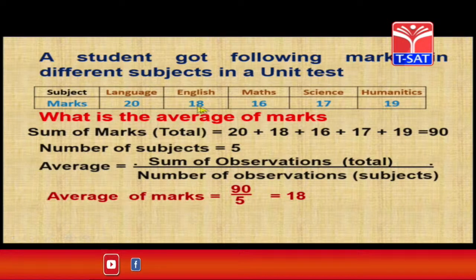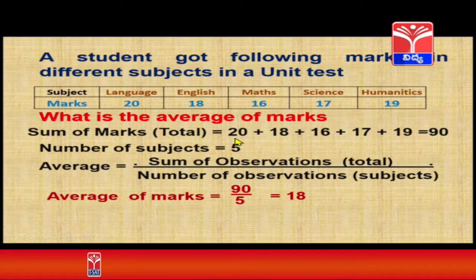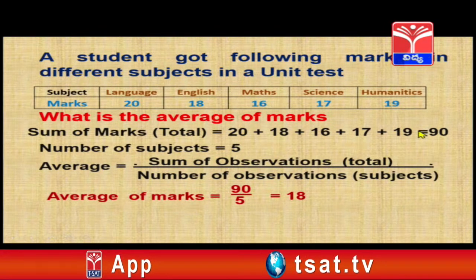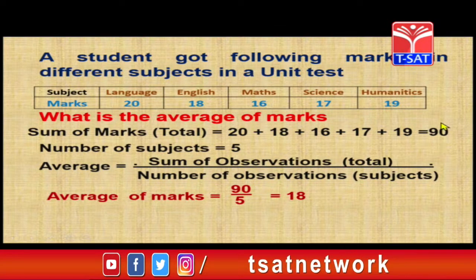We have to sum up all the marks he got in all the different subjects. Let me see here, the sum of the marks, that is how much total, is equal to 20 plus 18 plus 16 plus 17 plus 19. The total is how much here? 90. But how many subjects are there here? 5. So, I have to divide this total of 90 by the number of subjects, 5.